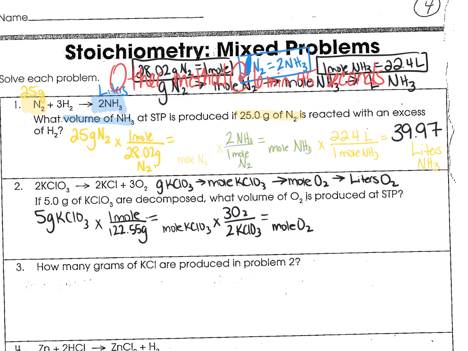Then my last step is going to be using the fact that 1 mole of oxygen is 22.4 liters in volume, and that's going to give me my answer. So you should get 1.37 liters of oxygen.